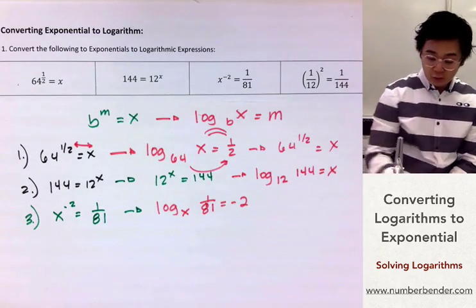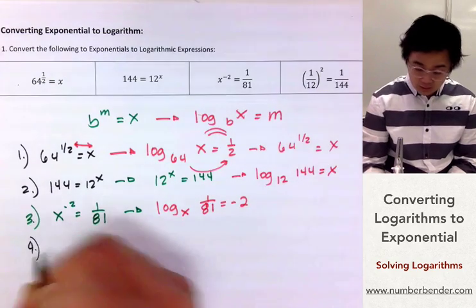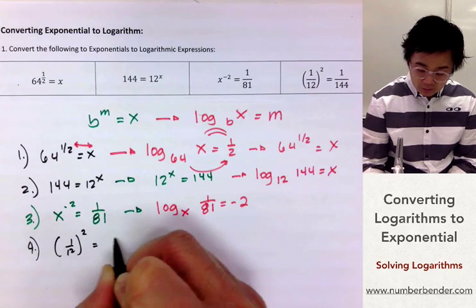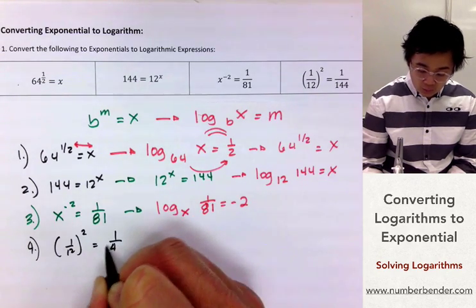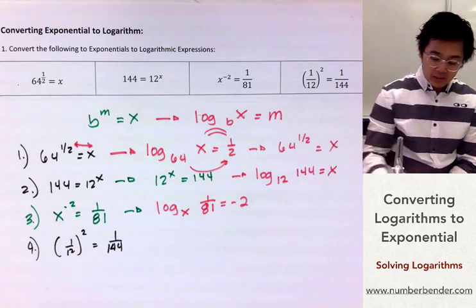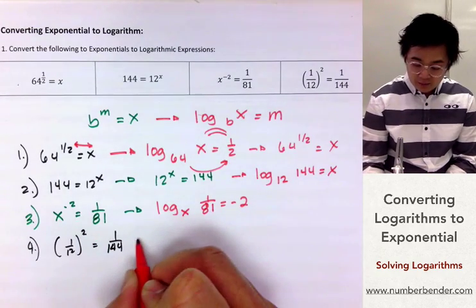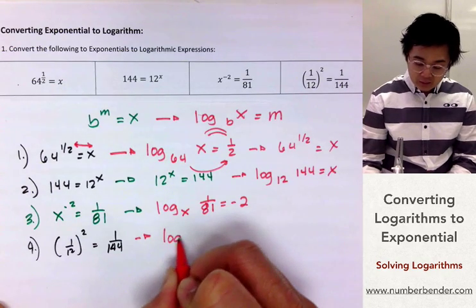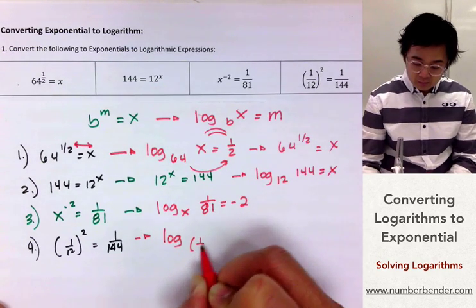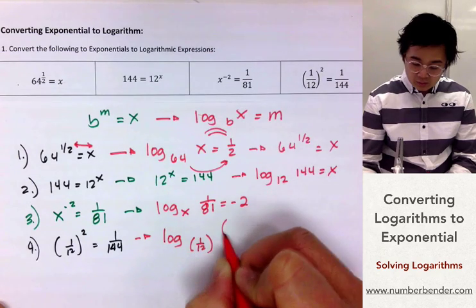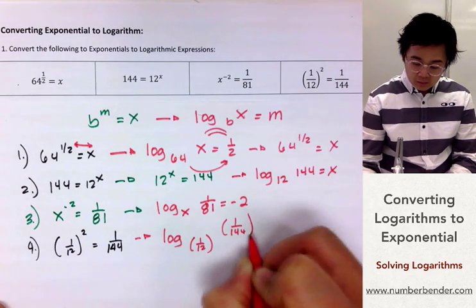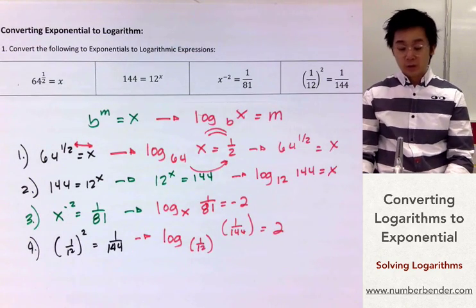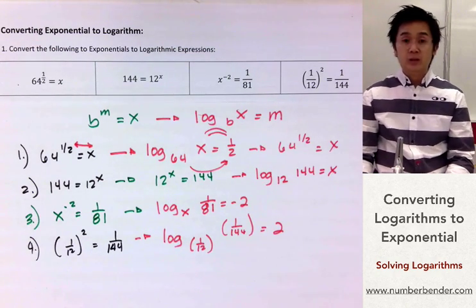And for the last one, I have 1 over 12 raised to 2 equal to 1 over 144. Since the exponent is on this side of the equation, I don't need to modify it. I'll have my logarithm of small and switch. And this is how we convert exponents or exponential equation into its logarithmic form.